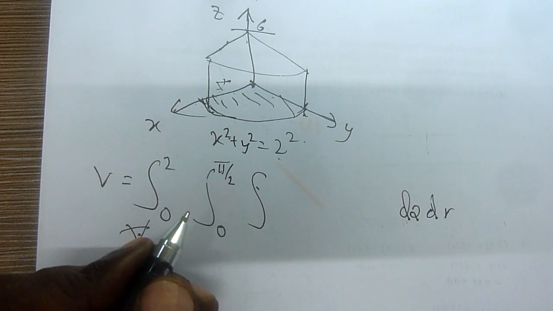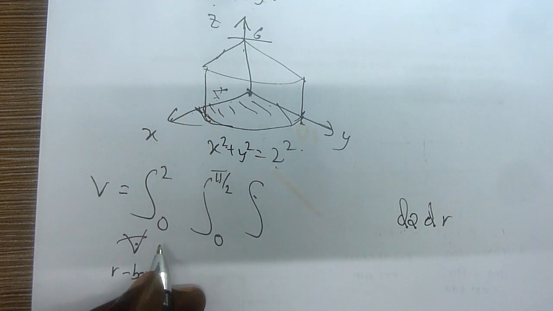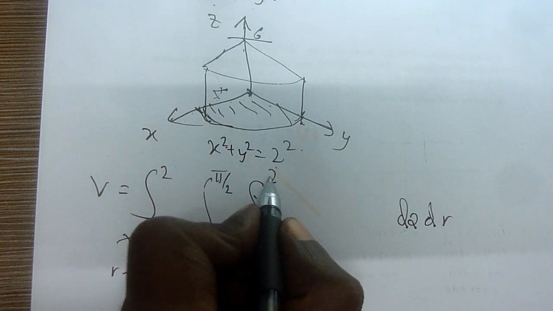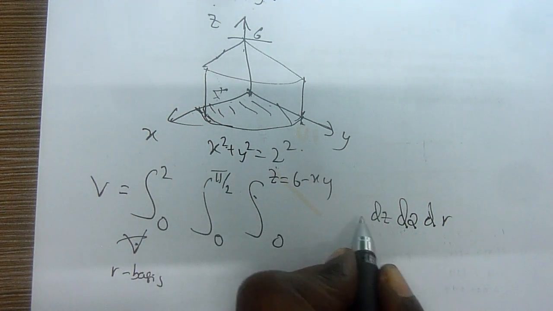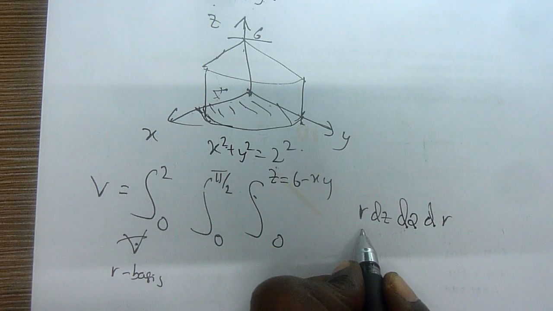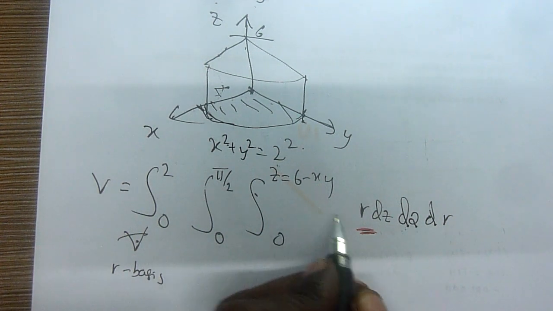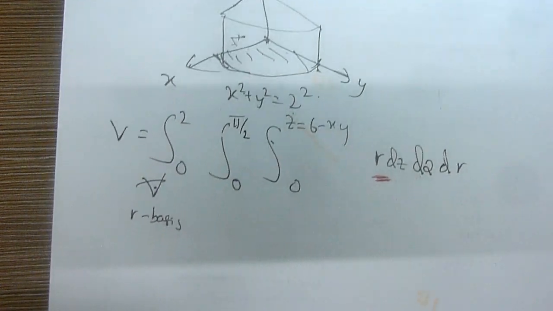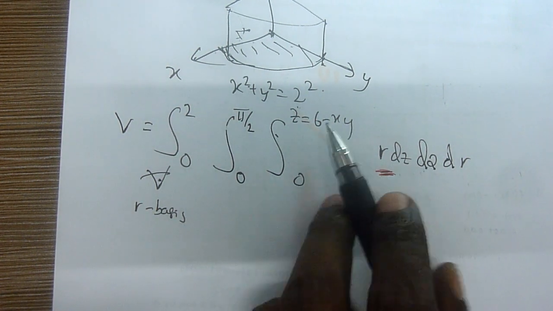Then what about z? Here z goes from 0 to 6 minus x minus y, with dz and r. Remember to place r. I am stressing again, don't forget r in the conversion. Students sometimes miss this. No ghost means the factor is always one. If this is the scenario, you need to change this.